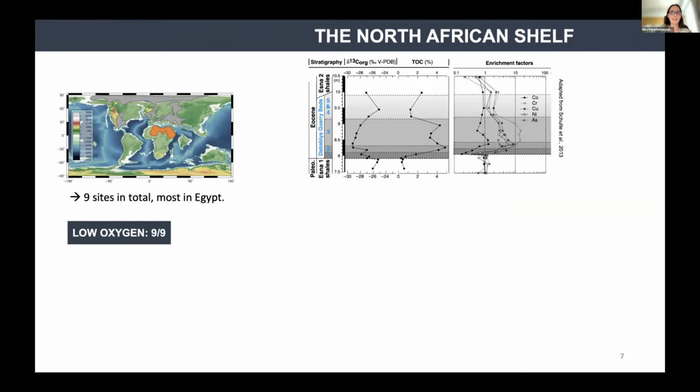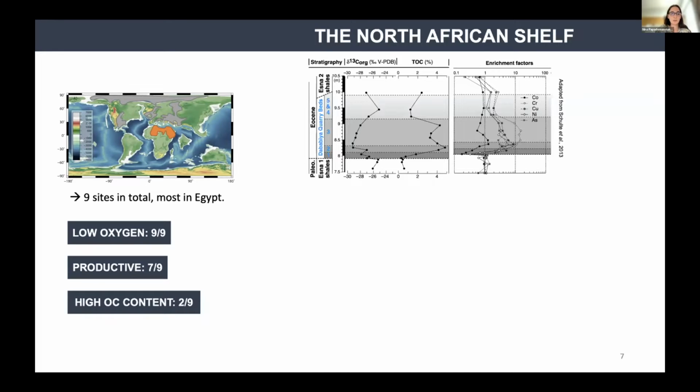But all of these sites tell us that there's low oxygen during the PETM. So as CO2 emissions and methane emissions caused global warming and this very rapid climate change event, oxygen on the North African Shelf decreased. Most sites show either sustained high productivity or an increase during the PETM. But only 2 of those actually have high organic carbon content. And they're the ones that have the most reducing, so most low oxygen, conditions of all of them.